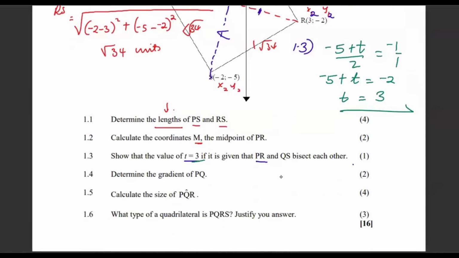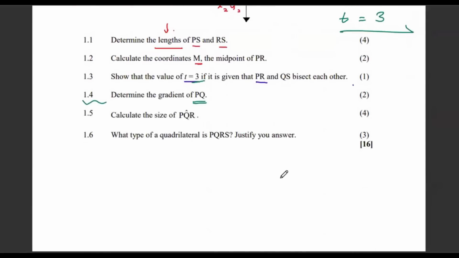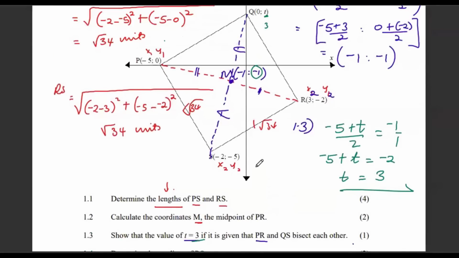And then 1.4, they want us to get the gradient of PQ. Now, whenever we are getting the gradient, remember, it's the change in y over the change in x, okay? We prefer writing it as y2 minus y1 over x2 minus x1. So focus is on PQ. We already know that this is a 0 and 3.